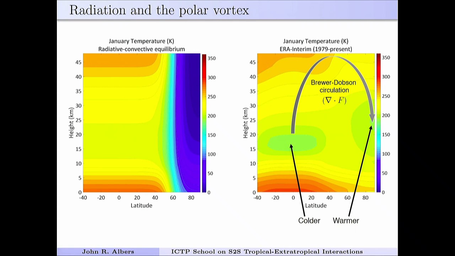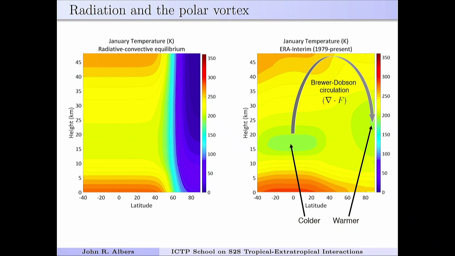And really what you see is that over the equator, things are colder than they would be in radiative convective equilibrium, and warmer over the poles. This is essentially due to the effects of waves propagating up, breaking, and driving this equator-to-pole overturning circulation, which causes adiabatic cooling over the equator and adiabatic warming over the poles.